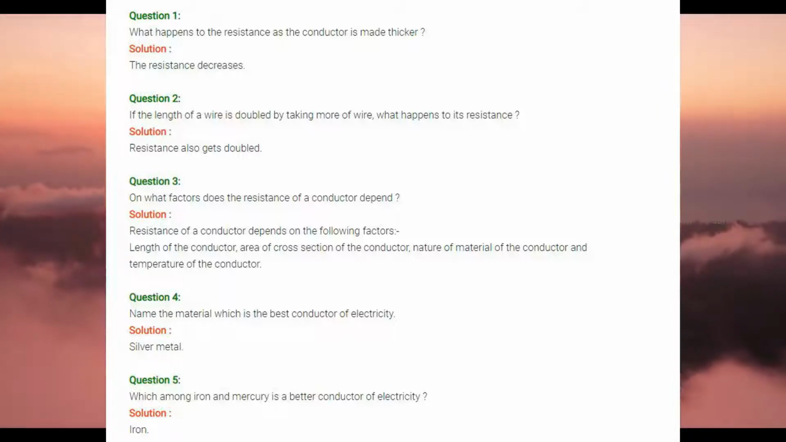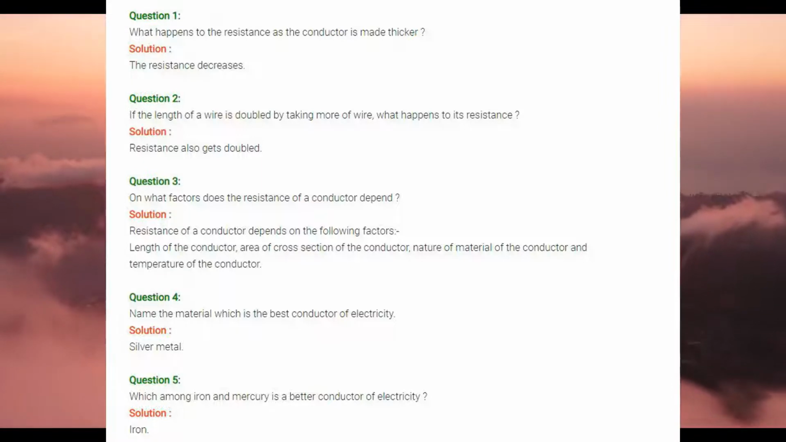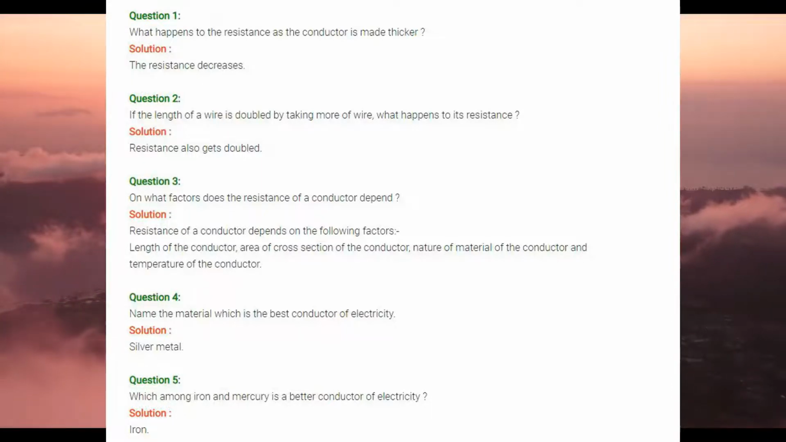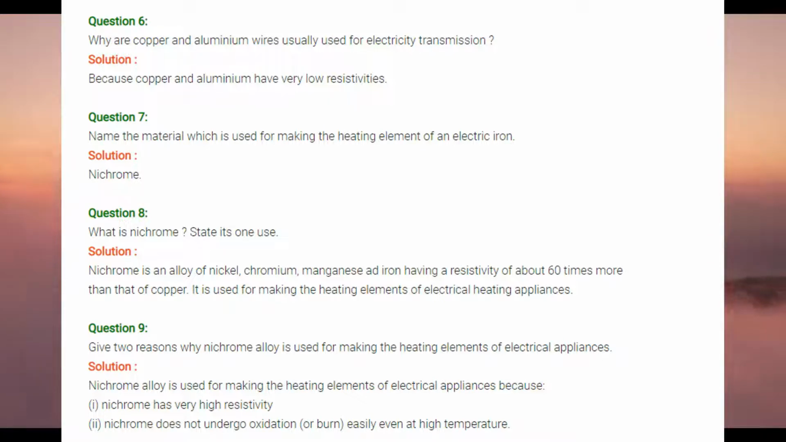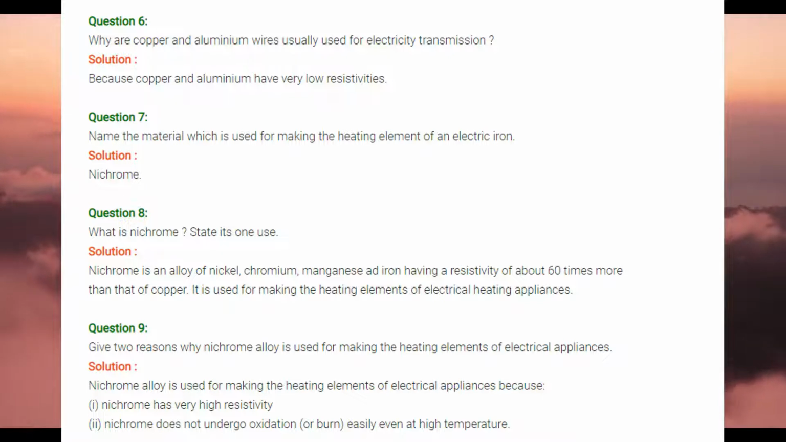Question 5. Which among iron and mercury is a better conductor of electricity? Solution: iron. Question 6. Why are copper and aluminium wires usually used for electricity transmission? Solution: because copper and aluminium have very low resistivities. Question 7. Name the material which is used for making the heating element of an electric iron. Solution: nichrome.